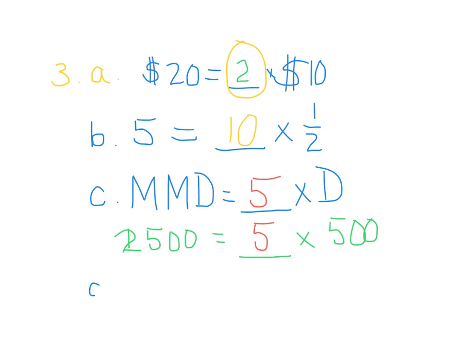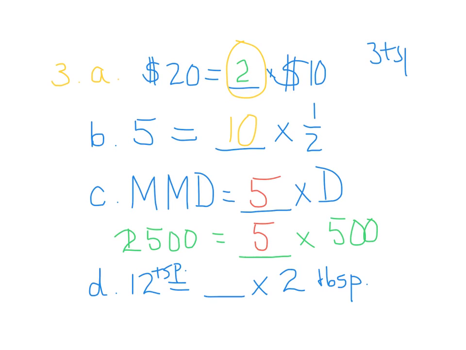All right, let's look at D. D says 12 teaspoons is blank times as much as 2 tablespoons. Now here I'm going to have to do some conversions. I probably didn't leave myself enough room here. I'm going to write teaspoons in here so I remember what I was doing. Okay, how many teaspoons are in 1 tablespoon? Well, it takes 3 teaspoons to equal 1 tablespoon. I'm going to put a capital T there for tablespoon.